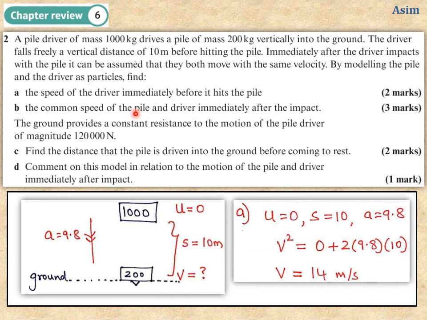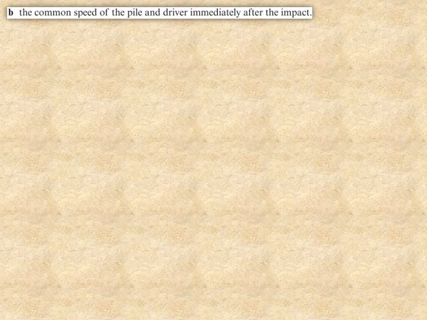Now find the common speed of the pile and pile driver immediately after impact. See, now the question goes in before impact and after impact. So this is the question of momentum and impulse, what we did earlier just now. Let's go to the next slide. So they want us to find the common speed.